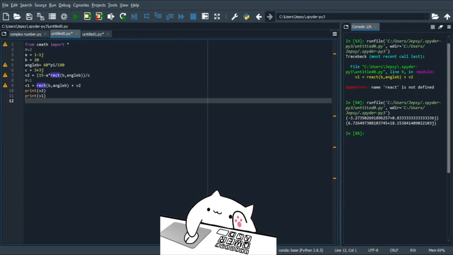Okay, so my answer here is negative 3.27 plus 0.833J. This is for my V1 or V2. And my V1 is 72 plus 18.15J. And this is my answers for the applications for complex numbers.